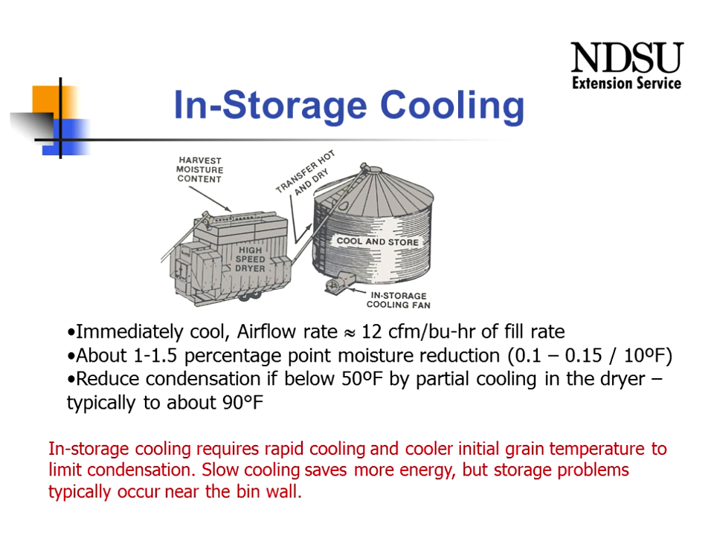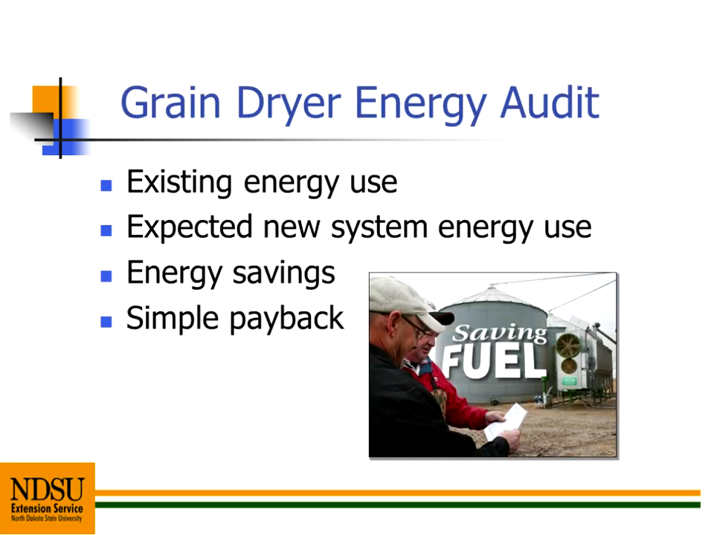cooling in the dryer. Maybe run the cooling portion of the dryer and cool that corn down to about 90 degrees before we put it into this bin. That way we minimize the temperature differential and reduce the potential for condensation.